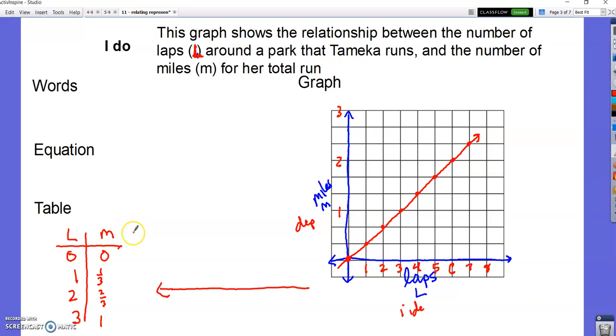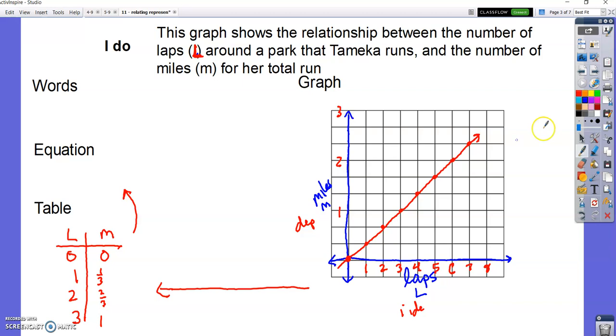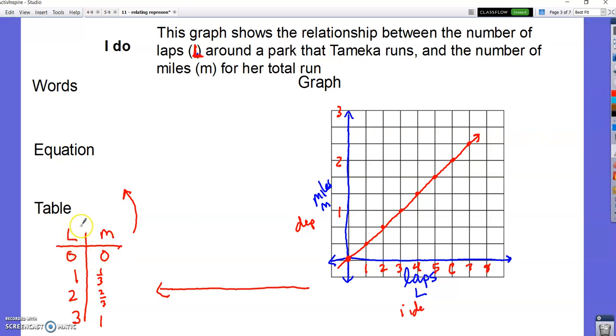And then if I keep going backwards, it's not too hard to turn a table into an equation. It is not easy, but it's not so bad. So I'm looking for how am I getting from here to here every single time? And what I notice is each one lap is 1/3 of a mile. So the number of miles, the dependent variable, is equal to the number of laps times 1/3. 1/3 times 1 is 1/3. 1/3 times 2 is 2/3.